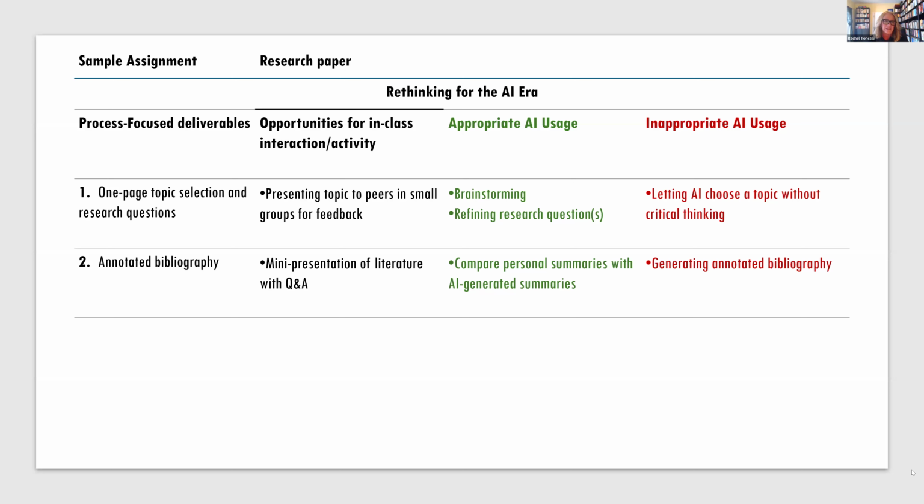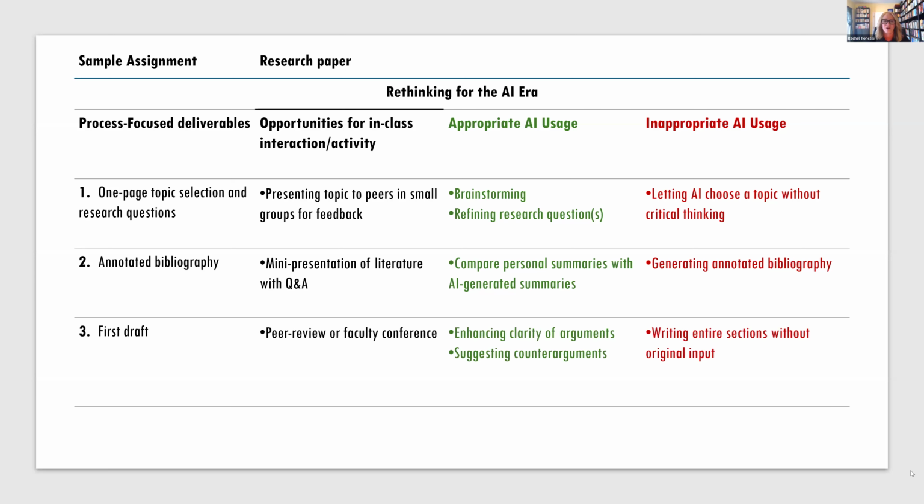And then obviously reminding them that completely generating this annotated bibliography would be wrong for a great variety of reasons, including the risk of AI to completely invent sources. Okay, the next task here might be the first draft.